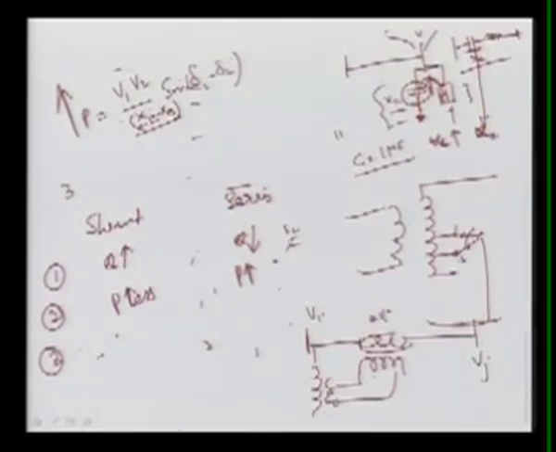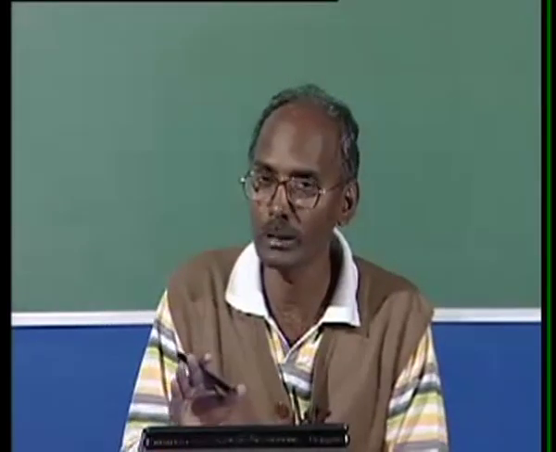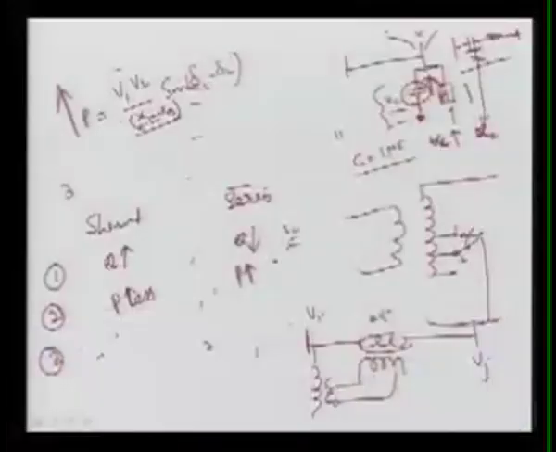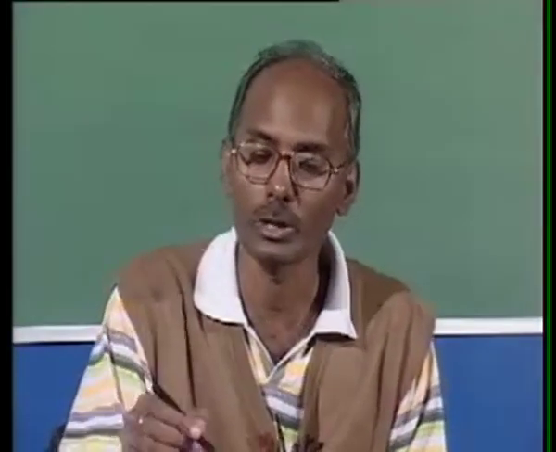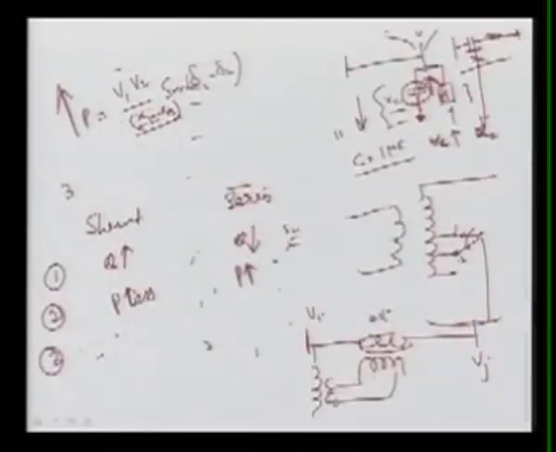So we can compare and go through the advantages and disadvantages. We will find the applications of these two types of capacitors are different. For voltage control, we always go for the shunt. However, if we want to control power in that line, the series option is better.